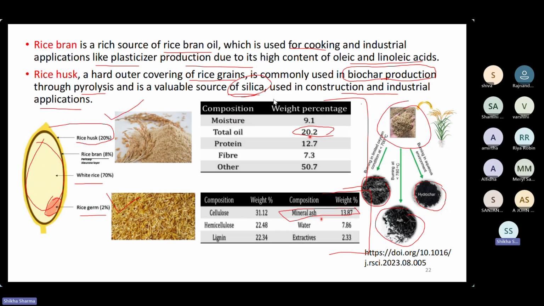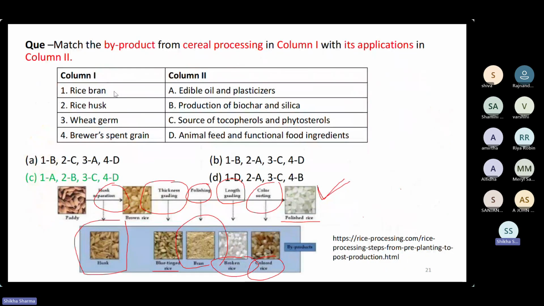applications. So here rice bran is basically used for edible oil and plasticizers production, and rice husk is basically used for biochar and silica production.